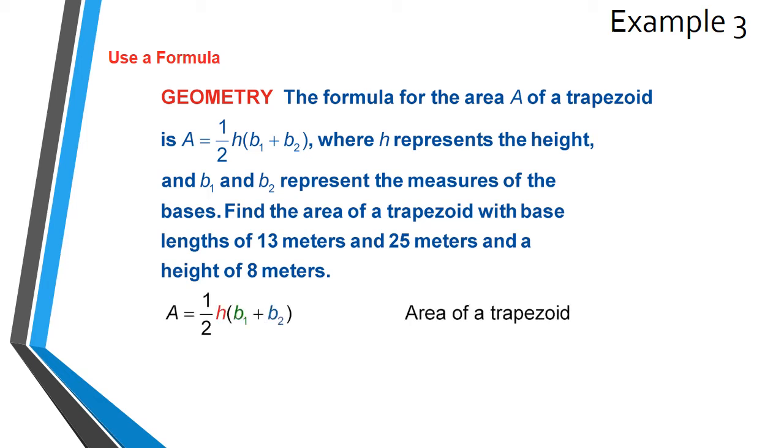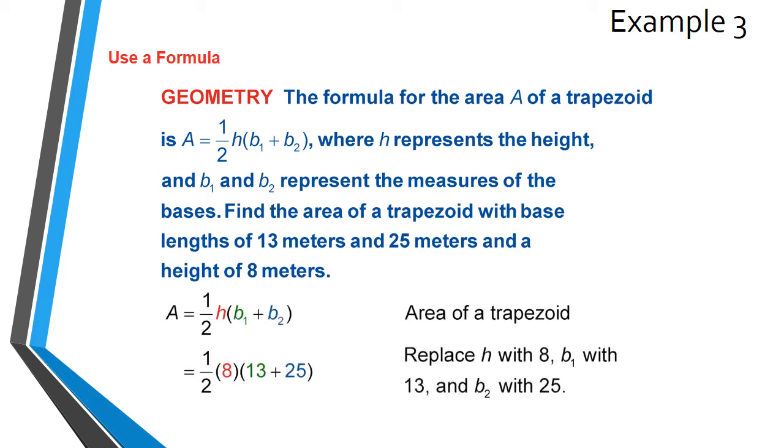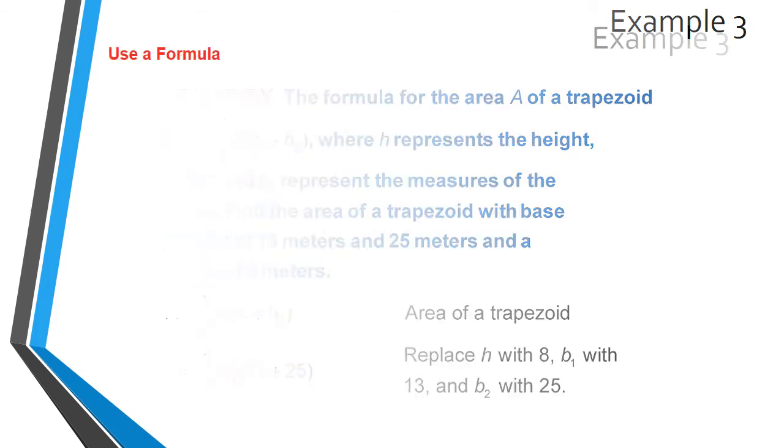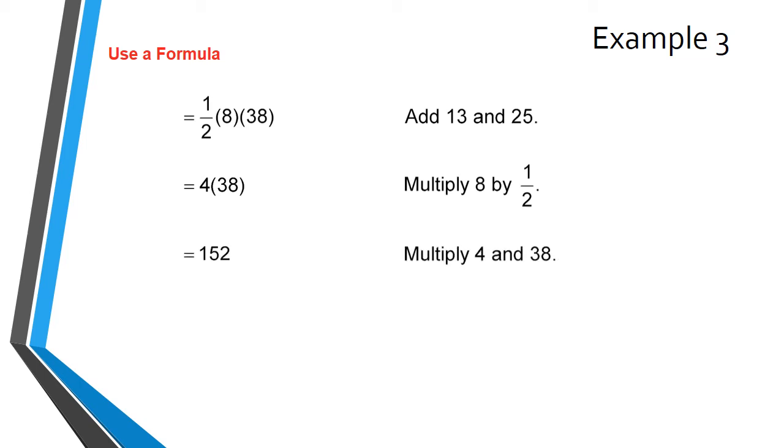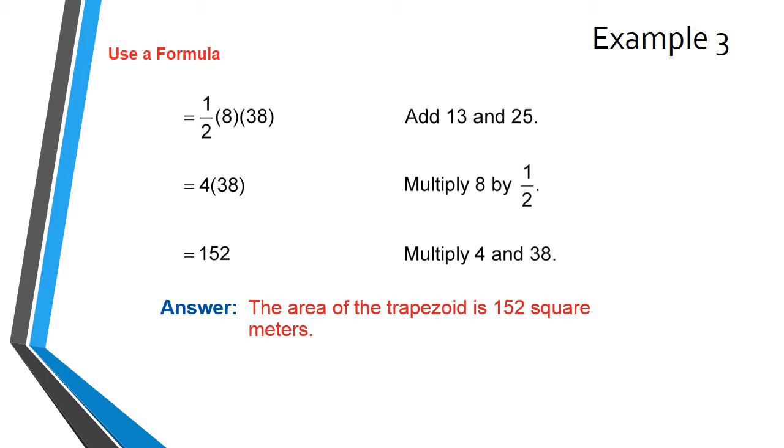So here's our formula. It's time to plug in our values. Notice again, when I substitute in the value for h, I put it in parentheses. When I simplify 13 and 25, I get 38. And now I multiply from left to right. 1/2 times 8 is 4, and 4 times 38 is 152. This lets me know that the area of the trapezoid is 152 square meters.